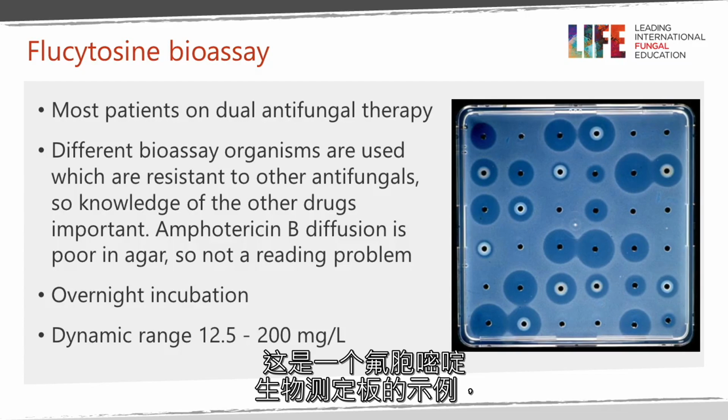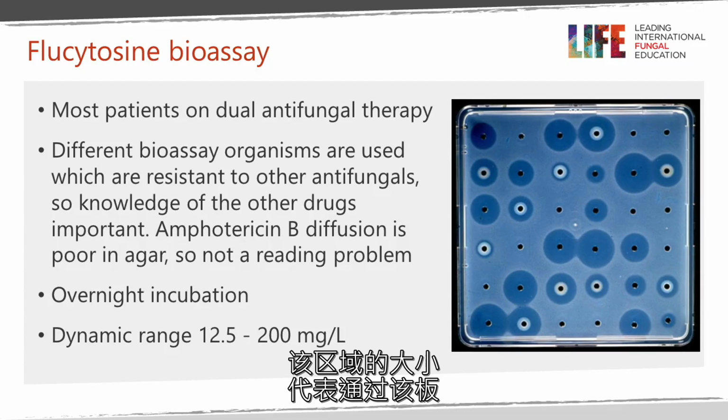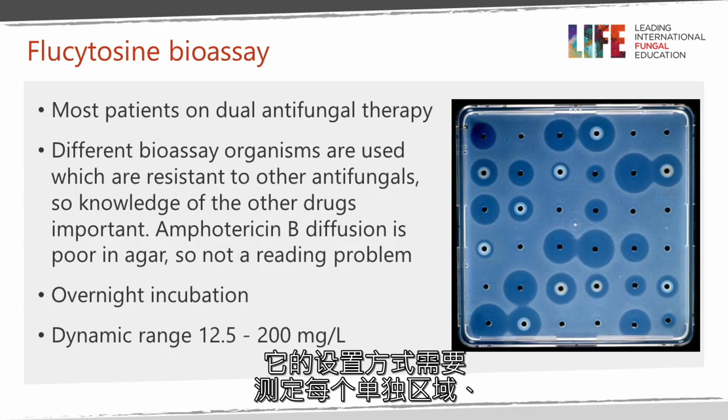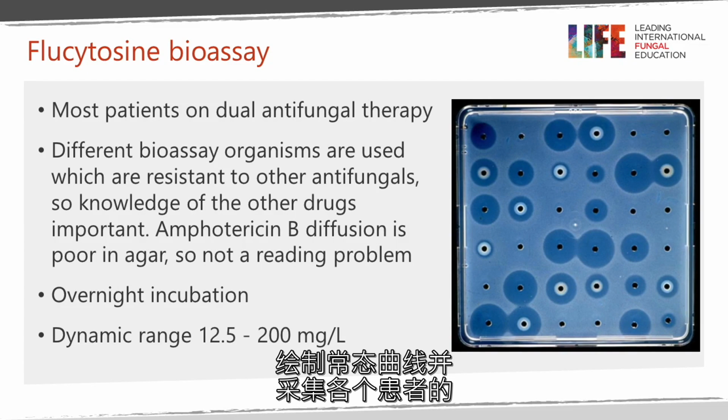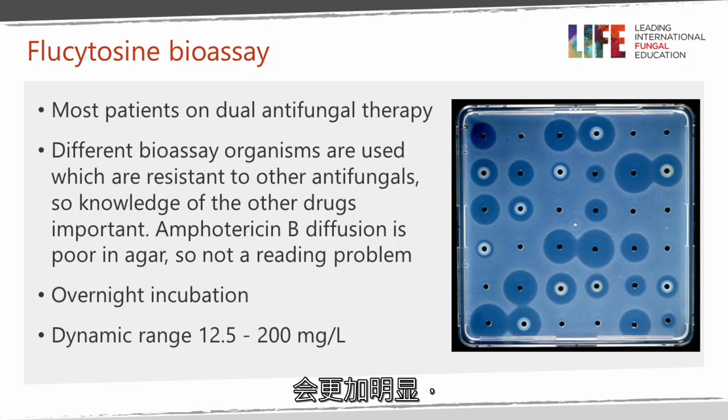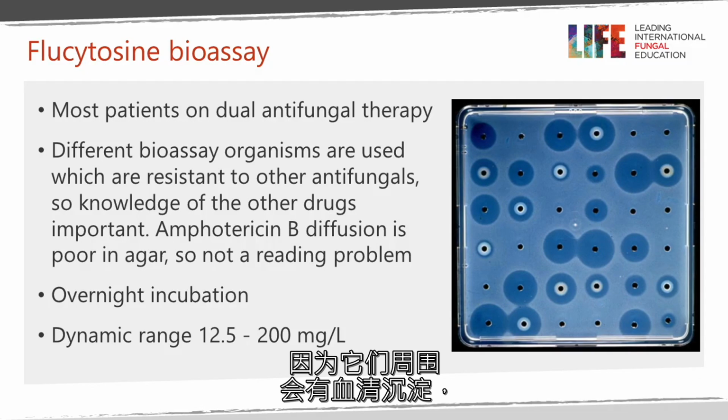Here's an example of a flucytosine bioassay plate, and the size of the zone represents the amount of drug that's diffusing through the plate. It's not set up in a way that you can determine the level without measuring each individual zone, plotting a normal curve, and then taking the individual patient samples, which are more obvious because there's precipitation of the serum around them with a sort of big white circle around the agar hole.